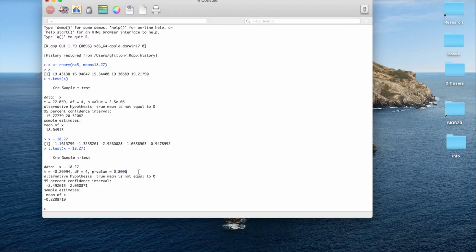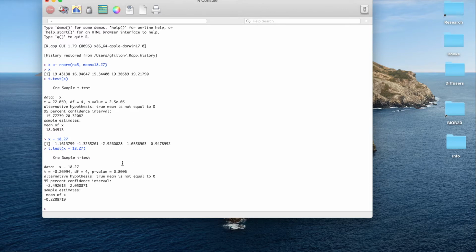But accepting the null hypothesis that the shifted sample has expected value 0 amounts to accepting the null hypothesis that x has expected value 18.27. So in effect, we're testing whether the expected value of x is 18.27. And we are right to accept this null hypothesis because the expected value of x is indeed 18.27.